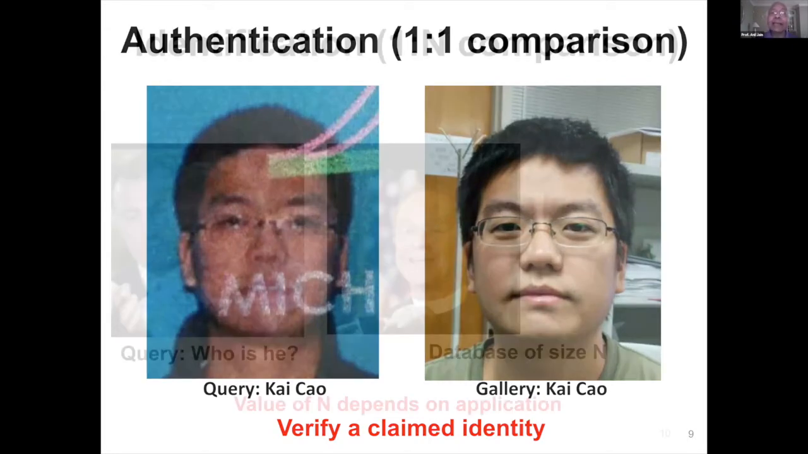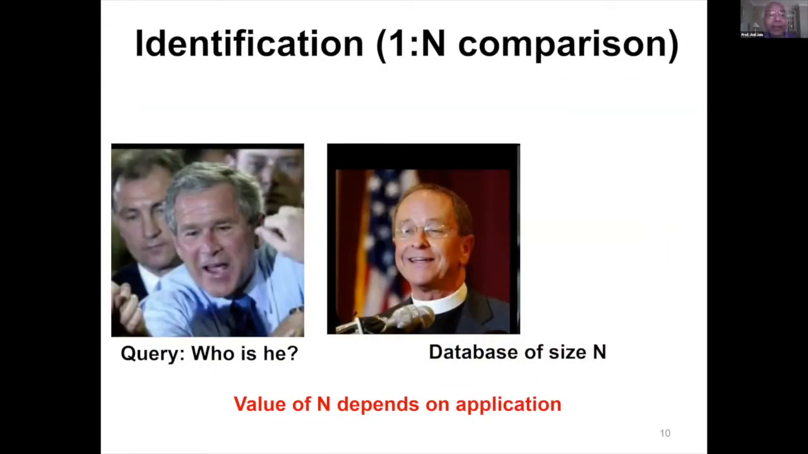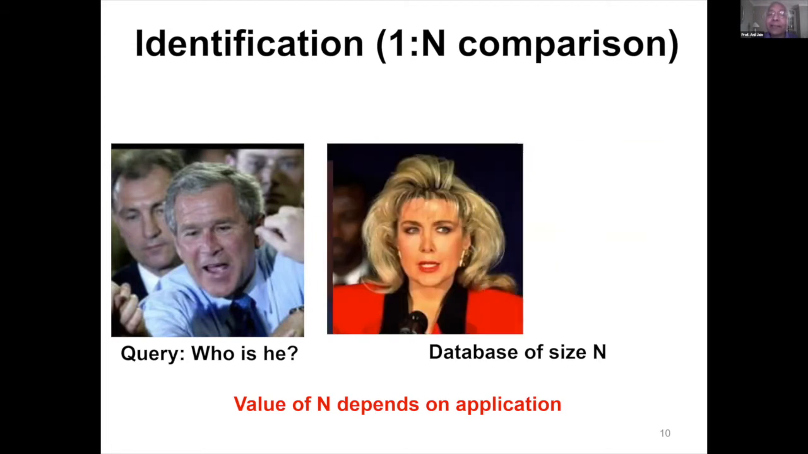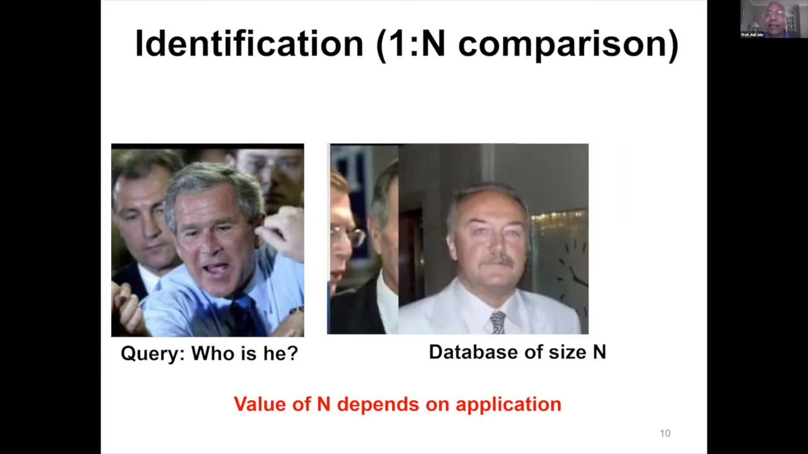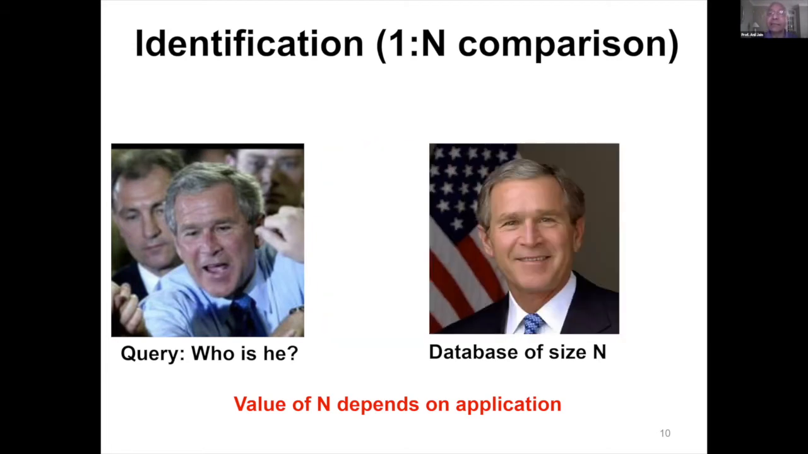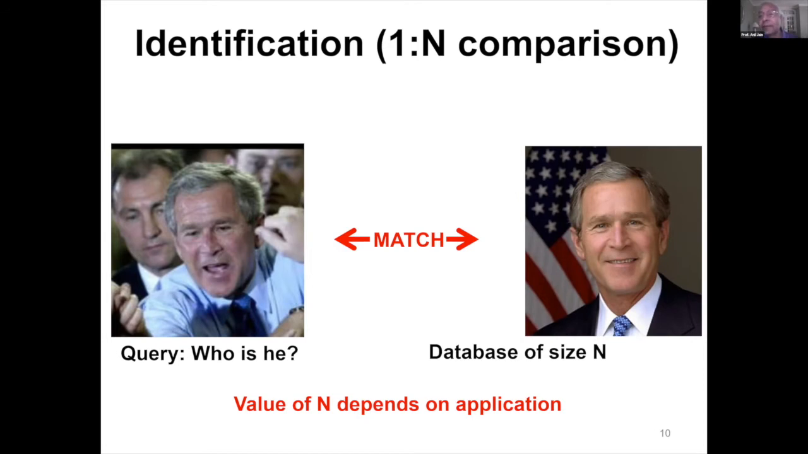And then there is an identification where we want to give a photo of a person and say, who is this person? Because I don't know who this person is. I just watched this face image on the TV and I captured the frame and I want to know who this person is. So we search a database of size N, and then we say, aha, this is George Bush Jr., right? And this is how the search works.